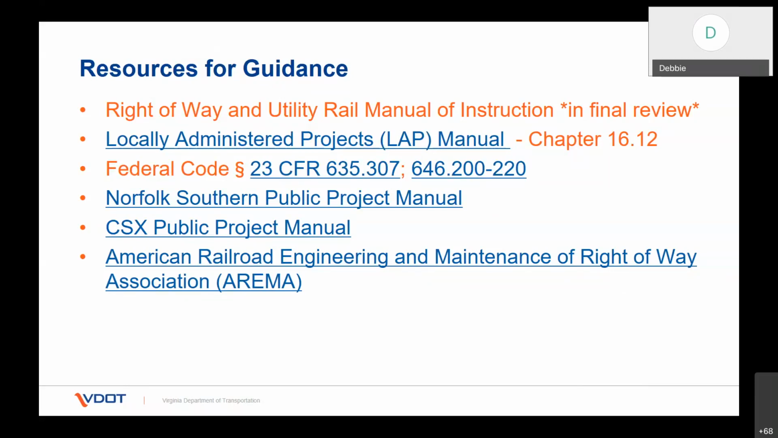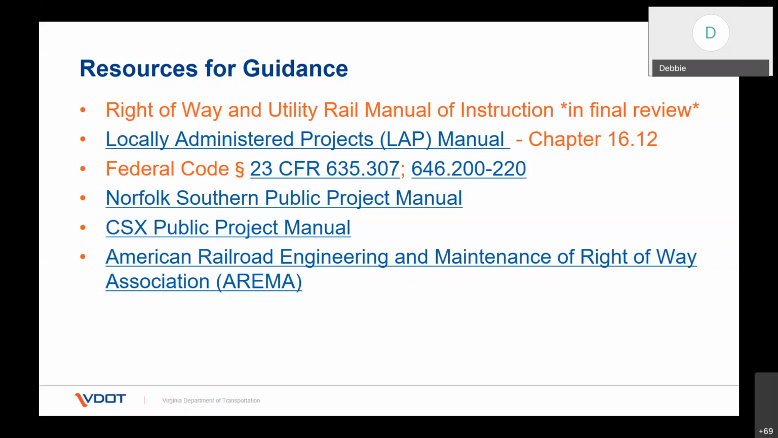Also, the Locally Administered Projects Manual. All the highlights in blue will allow you to go to those resources by just clicking on them if you pull up this presentation later. Chapter 16.12 talks about rail projects and what needs to happen. The Federal Code, Section 23 CFR 635.307 and 646.200-220, they're all federal codes pertaining to railroads and working around them.